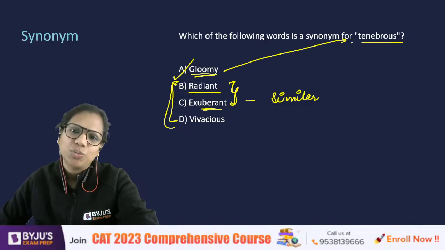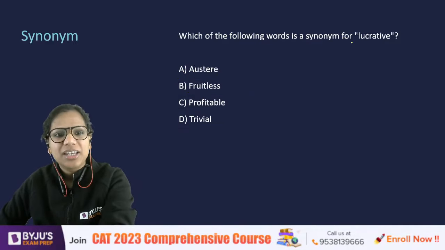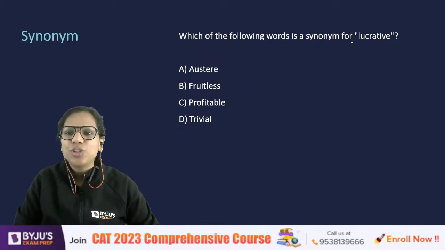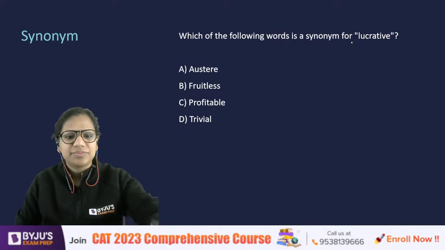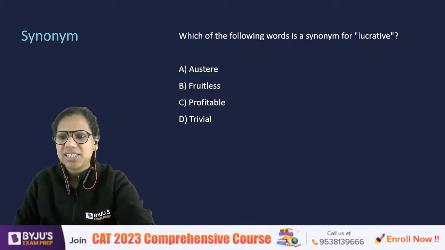Tenebrous means gloomy. Now tell me the synonym of lucrative. 20-second question. Let's see who answers the fastest.